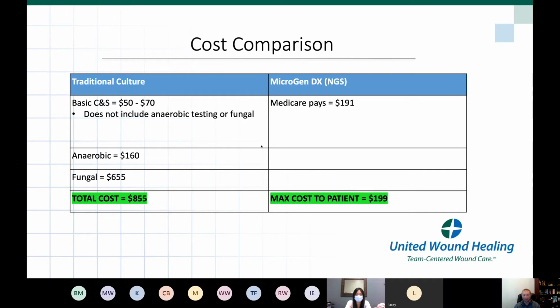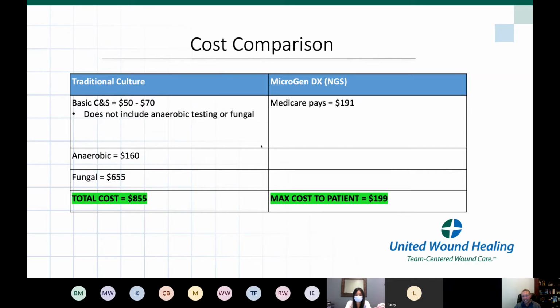If you want to know the anaerobes, which are just as important, actually, those are even typically more volatile and more aggressive than your aerobes. Those are going to be an additional $160. And then if you want to know what's growing in the fungus, you're going to pay a lot of money. So cultures can get very expensive.